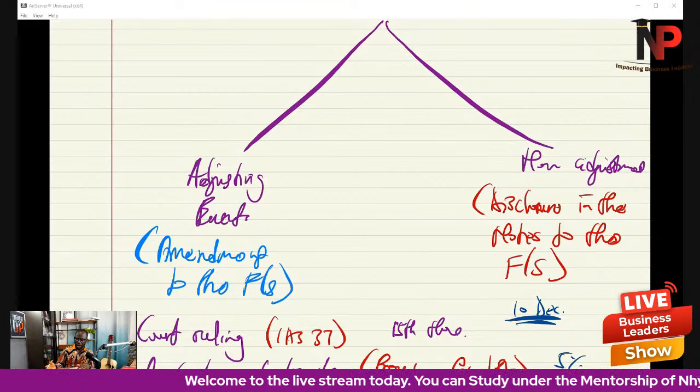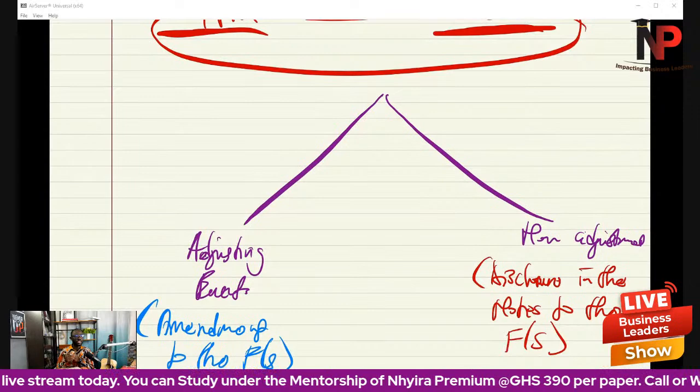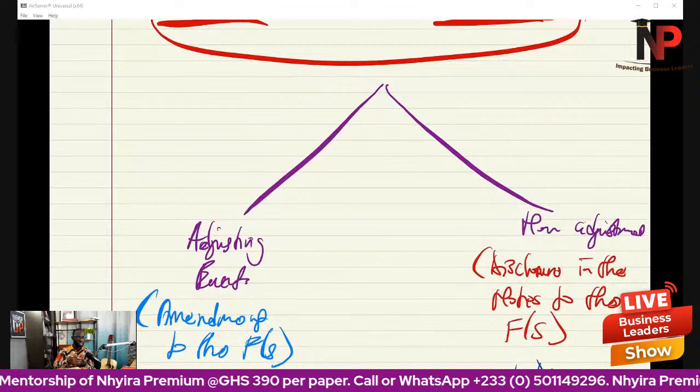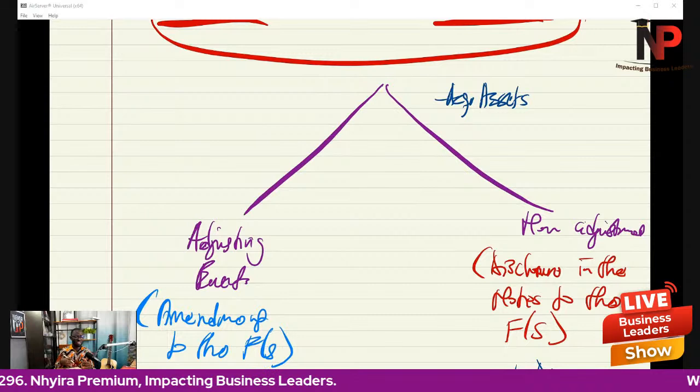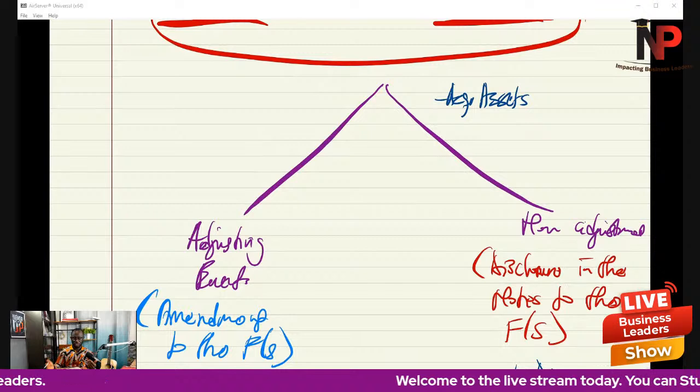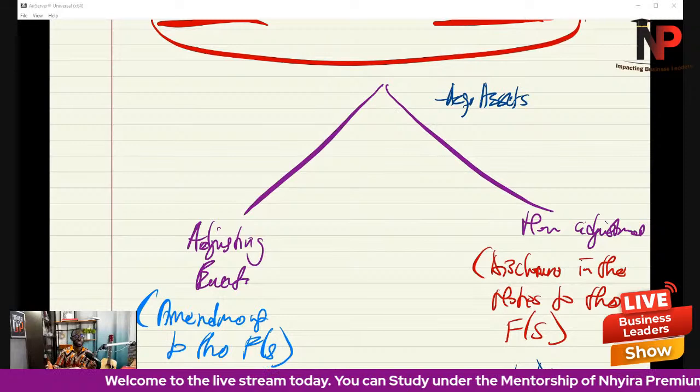Now, what are non-adjusting events? These are events that don't have any connection with something existing at the reporting date. So for instance, the company acquires some assets after the reporting date. We don't care about that. Or the company disposes of an asset. We don't care about that. That is not an adjusting event. It's a non-adjusting event generally in that particular case. So we wouldn't adjust the financial statements. We just have to disclose it in the notes.